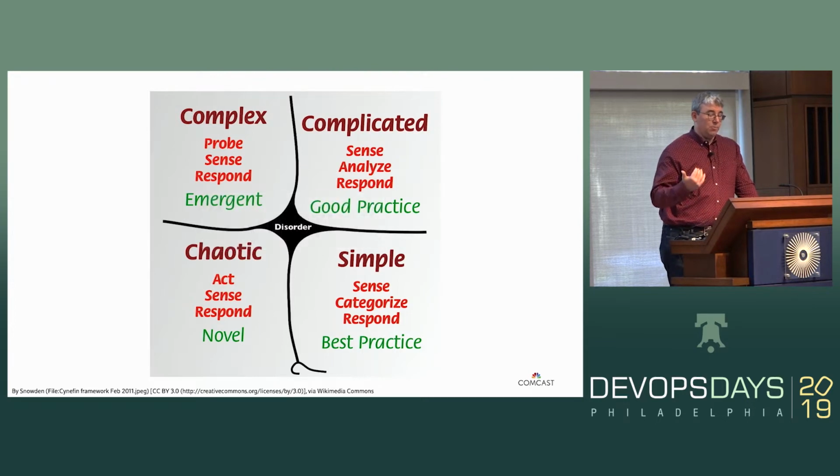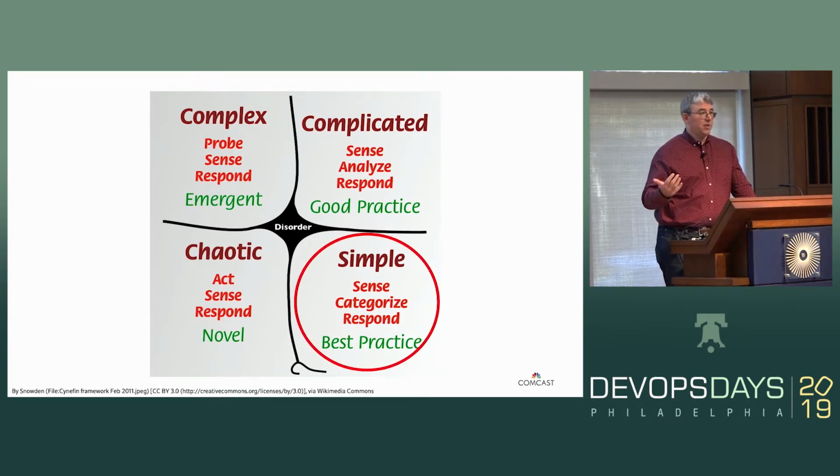But what this framework talks about is a way of thinking about how difficult the problem that you're currently trying to solve is. So there's a variety of things, and the idea is that if you can understand which one of these quadrants your problem fits into, there are then different approaches for solving that problem.